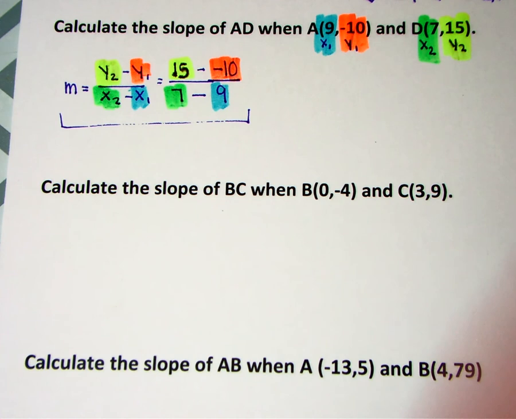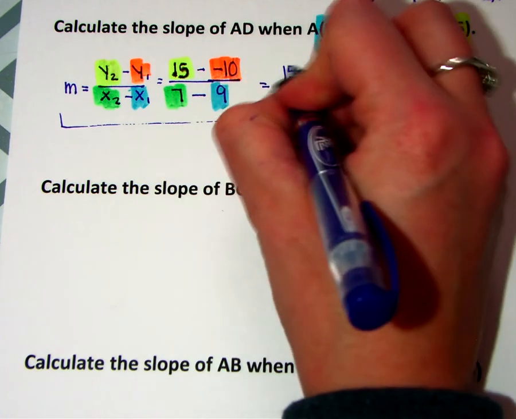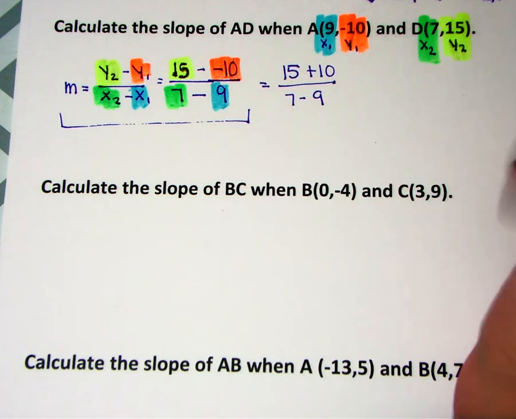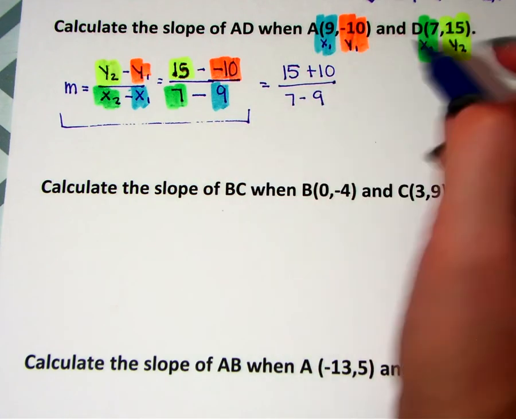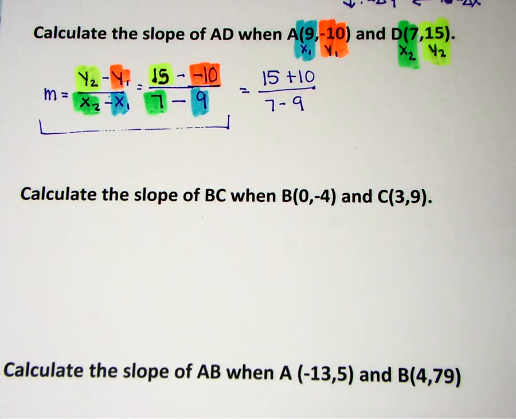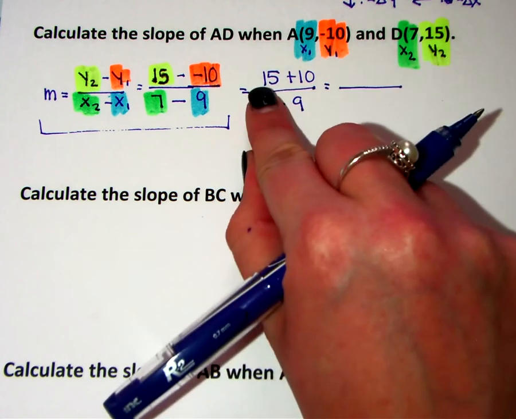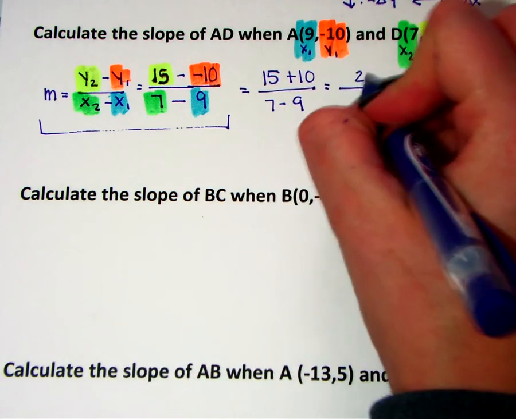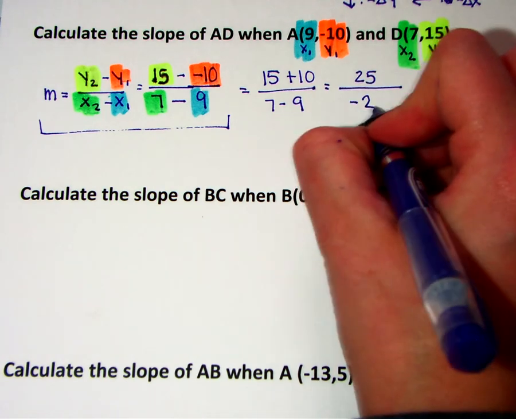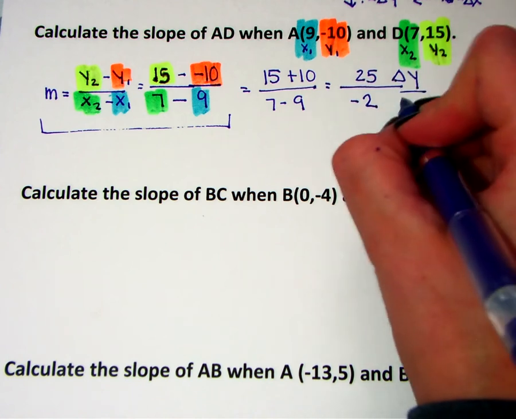So let's go ahead and simplify this. 15 minus negative 10 is technically just 15 plus 10. And then I'm going to bring down the 7 minus 9. Now, obviously, you can jump to this step when you're subbing in, but for the sake of the tutorial, I want to show you every single step in case you're getting lost somewhere. I'm keeping my answer as a fraction, so now I'm just going to simplify. 15 plus 10 is 25, and 7 minus 9 is negative 2. So 25 over negative 2 is my slope, my change in y over my change in x.